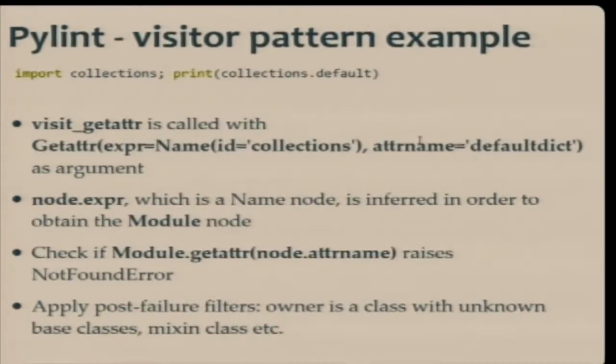And we need to infer it, because we should know what that node represents at the end of the AST. Afterwards, we're calling the getattr method with the result from the inference. If that doesn't raise any error, such as not found, then collections has the default attribute, else we're going to emit a no-member error. But before that, we're going to have a couple of filters, like the owner is a mixin class, because you might not have that attribute in a mixin class, or the owner is a class with unknown bases, like bases from extension modules, and we can't really understand extension modules, by the way.